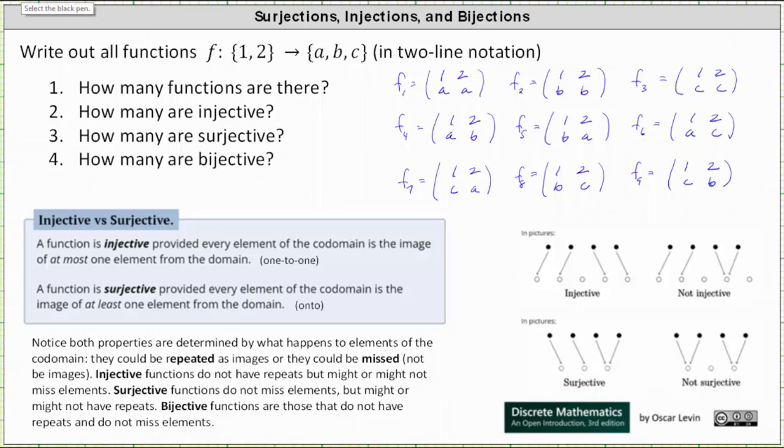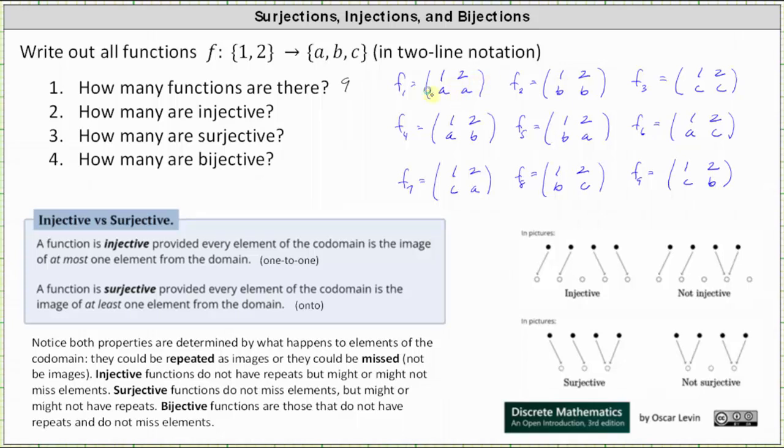Number 1, how many functions are there? We know there's 9. Number 2, how many are injective? A function is injective provided every element of the codomain is the image of at most one element from the domain. So analyzing the functions, f sub 1 through f sub 3 are not injective because for each function, one element from the codomain is an image of 2 elements from the domain.